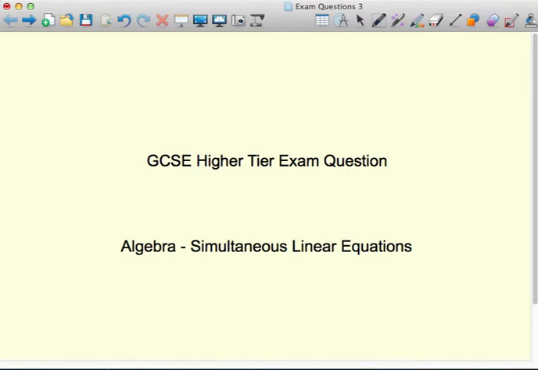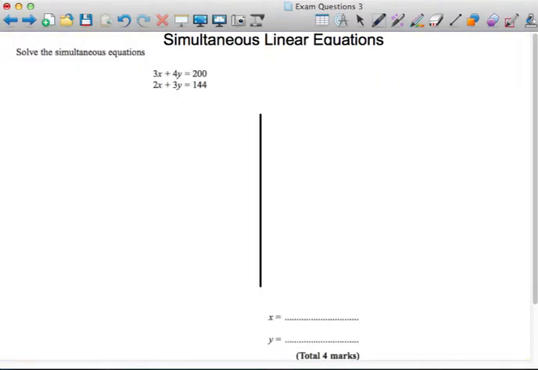Welcome to a GCSE higher tier exam question on simultaneous linear equations. Solve the simultaneous equations 3x plus 4y equals 200, 2x plus 3y equals 144. So we want to find the value of x and y that satisfy both those equations at the same time.